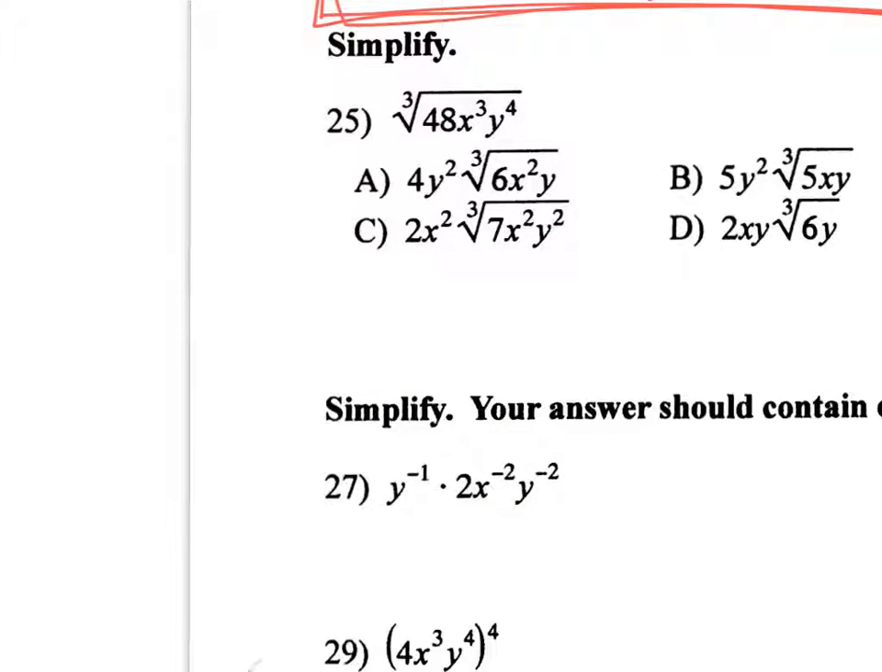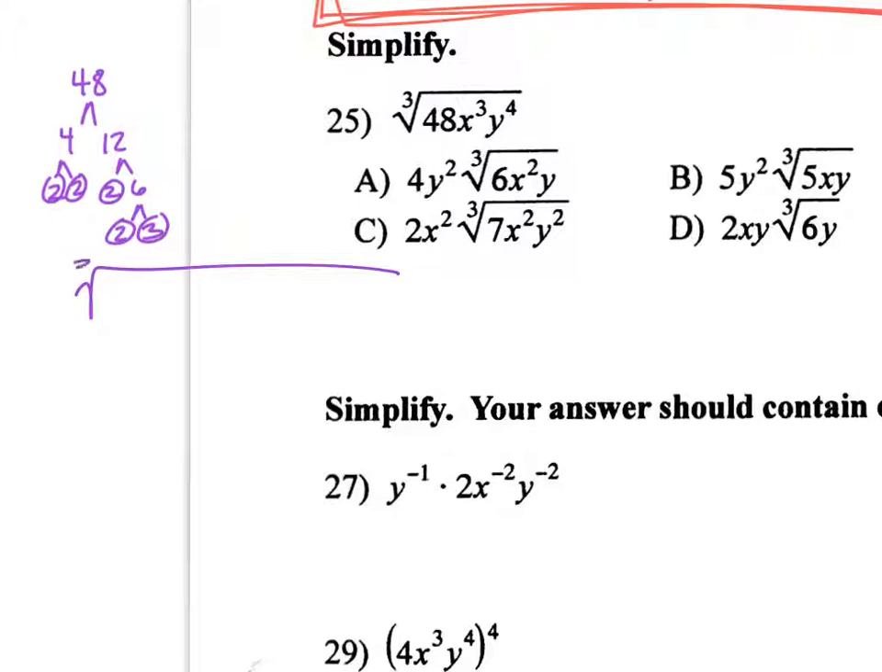All right, 25 is a review from last week. Remember, you're just going to have to break down what's inside there. So if I do my factor tree for 48, that's what I've got. So I'm going to get the cube root, 2 times 2 times 2 times 2 times 3. I'm going to list out all my variables.